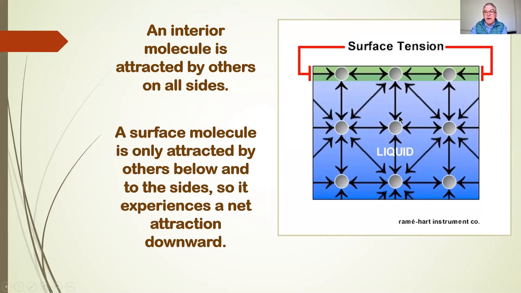So this is an example of that. This is a molecule interior to the liquid, and you can see that its intermolecular attractions from one molecule to the other is in all directions, multidirectional. A surface molecule is only attracted by others below and to the sides, so it experiences a net attraction downward.